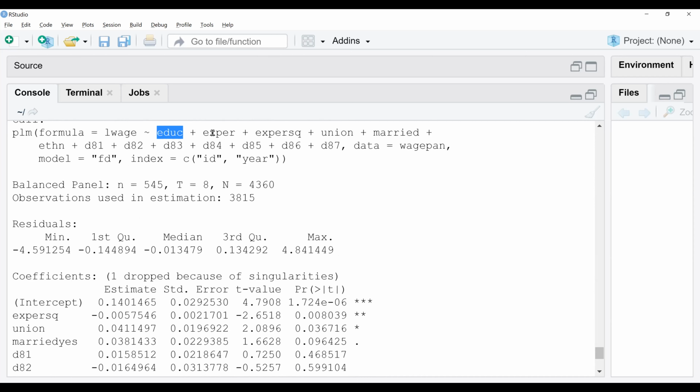Experience was part of the modeling. But watch, there is no experience in the coefficients. Because R understands that the first difference model removes all variables that are constant. Isn't it interesting? It removes it. And even though experience is not there, experience squared is there, just as we indicated. We indicated that union and marriage are changing, so they'll be there, they are there. But then we indicated that ethnicity is not changing, it's fixed, and so it will be removed. Truly, it has been removed.